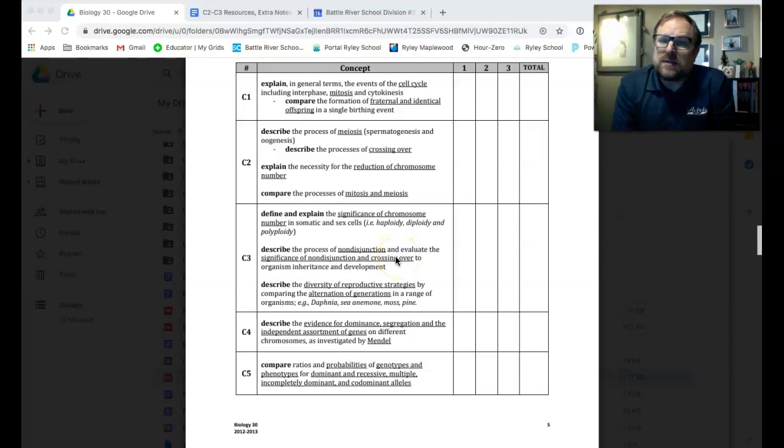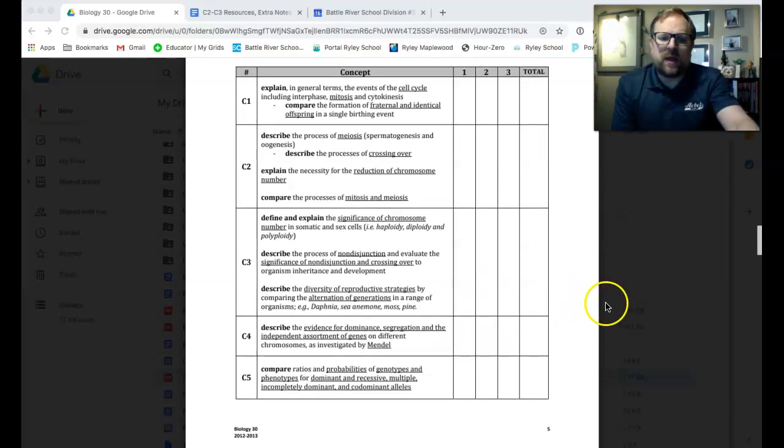And how that's going to lead us next to the next concept, which is C4, which is going to have us looking at various classical genetic principles, and those classical genetic principles are based around a lot of this stuff in non-disjunction. And then lastly, we're going to describe a diversity of reproductive strategies, including the alternation of generations. And we're going to look at some things like mosses and angiosperms, which are a form of plants. So we're going to look at that.